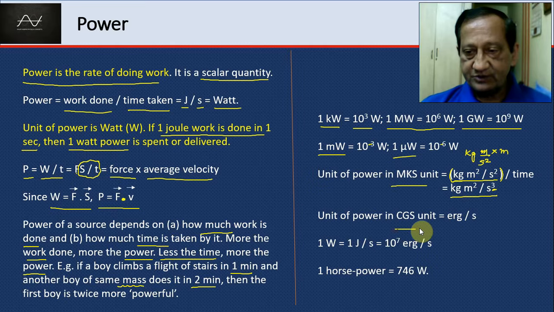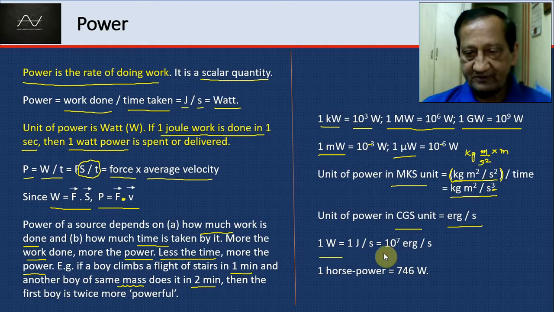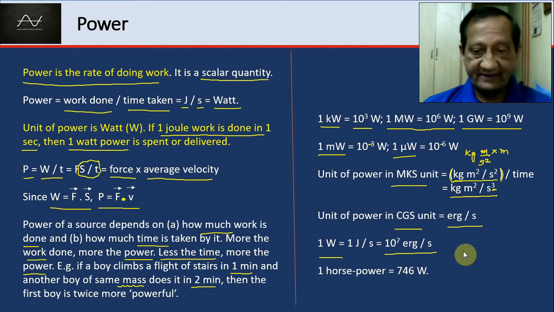In CGS unit, it is erg per second, because erg is a unit of work. 1 joule was 10 to the power 7 erg. We learned that last time. So 1 watt is 10 to the power 7 ergs per second.